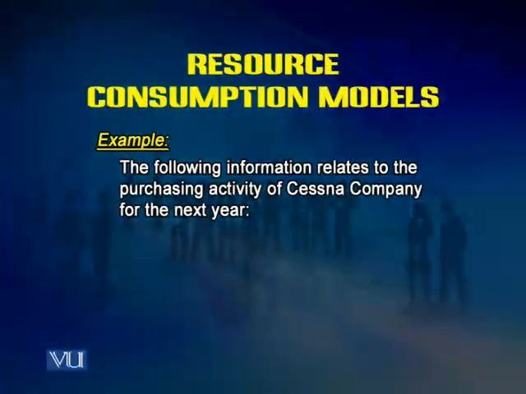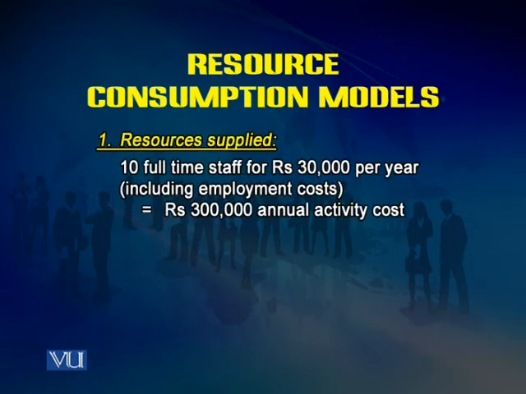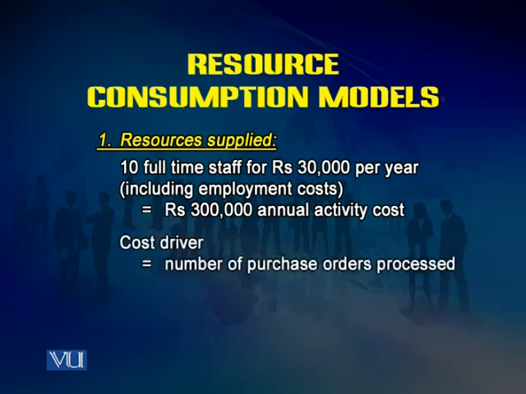Example: the following information relates to the purchasing activity of Cessna Company for the next year. 1. Resources supplied: 10 full-time staff at rupees 30,000 per year. This is the supply of the resources. The company has 10 full-time staff at 30,000 each. The annual cost of this activity is 300,000. The cost driver has been nominated as the number of purchase orders processed.